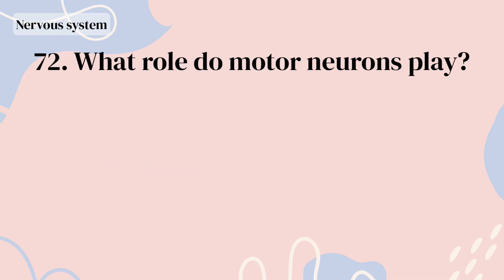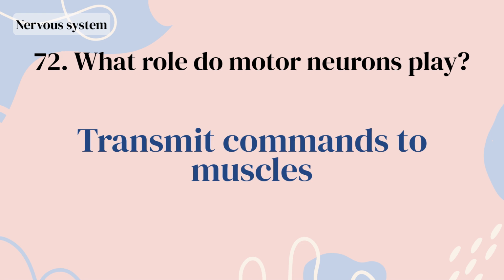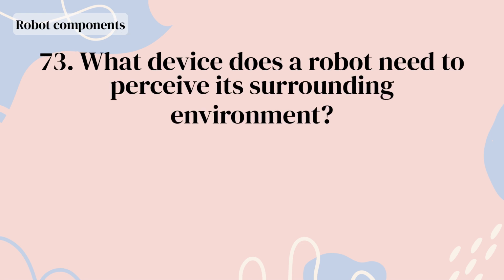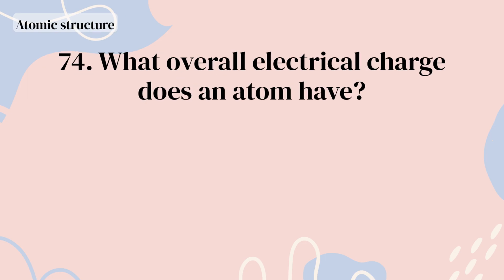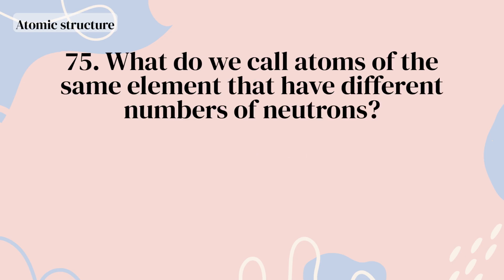What role do motor neurons play? Transmit commands to muscles. What device does a robot need to perceive its surrounding environment? Sensors. What overall electrical charge does an atom have? Neutral. What do we call atoms of the same element that have different numbers of neutrons? Isotopes.